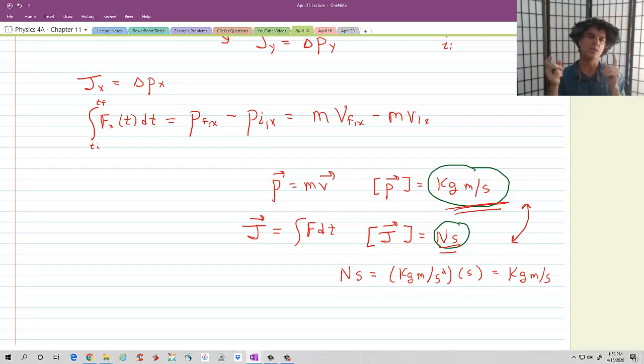We always use kilogram meters per second as the unit of momentum, and we always use Newton seconds as the unit of impulse, even though they are equivalent.